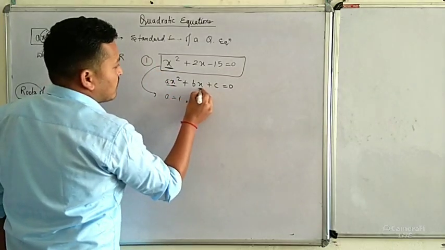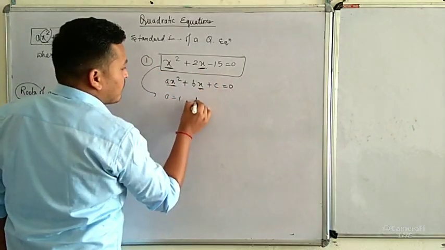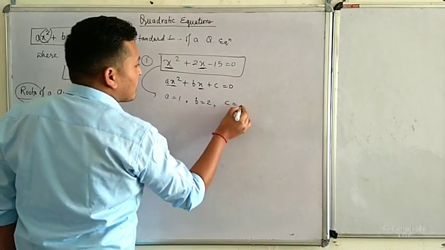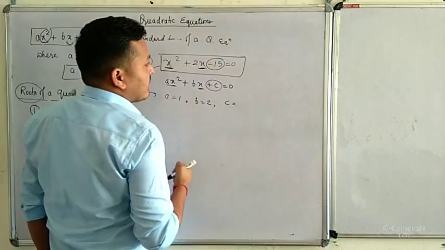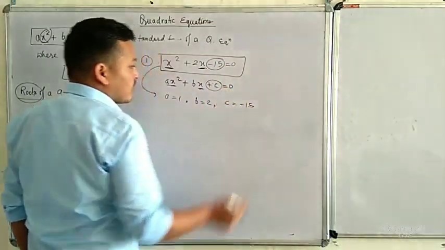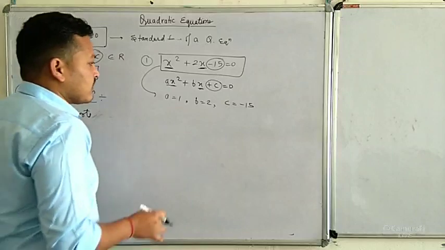Okay, now b is equal to the coefficient of x. So b is equal to 2, and c is equal to, now c is positive and the value we have given is negative, so c is equal to minus 15. Okay, this is a very basic question.